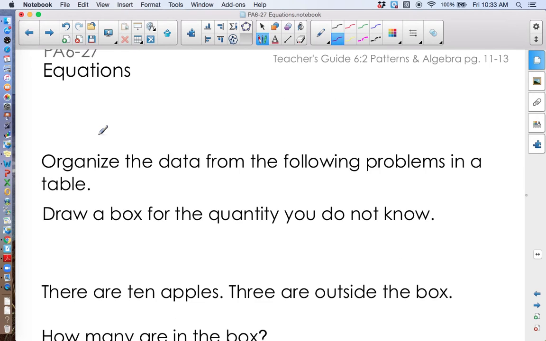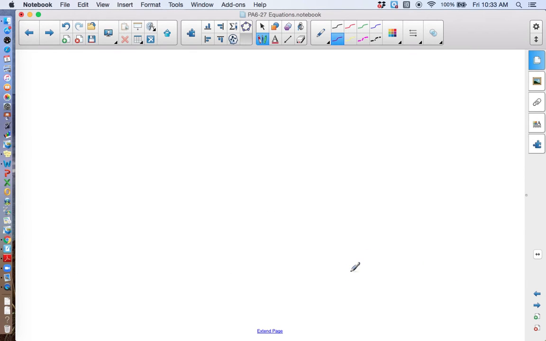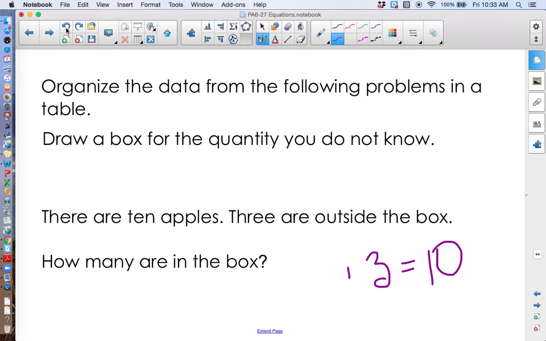Okay, so when we're dealing with equations, they want us to solve this problem here. So there are 10 apples, 3 are outside of the box. How many are in the box? So we know we have 10 apples in total. So there's our equal sign, that's our total number. 3 are outside of the box, and we don't know. Okay, let's reverse that. We don't know how many are in the box.